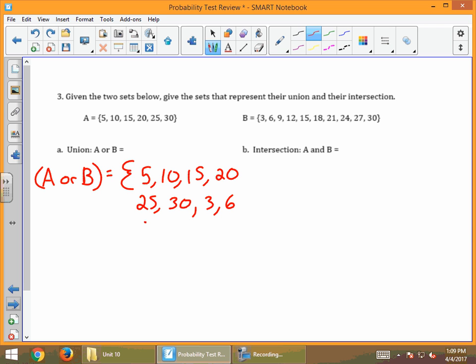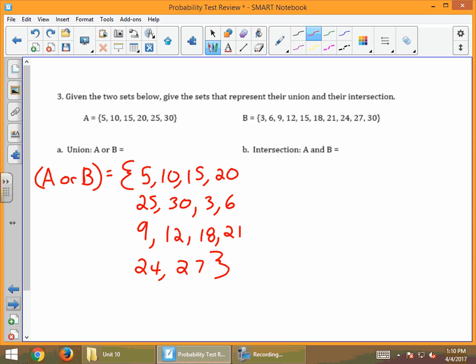3, 6, 9, 12. Would 15 work? Why would 15 work? Yeah, I already have it once. I repeated it. I can't pick that number again, just with one pick. So 18, 21. I'll just write down these numbers in that set right there. Write down all those numbers, guys. 21, 24, 27. Would 30 work? Nope, because it's already used once. There you go. There's all my numbers.